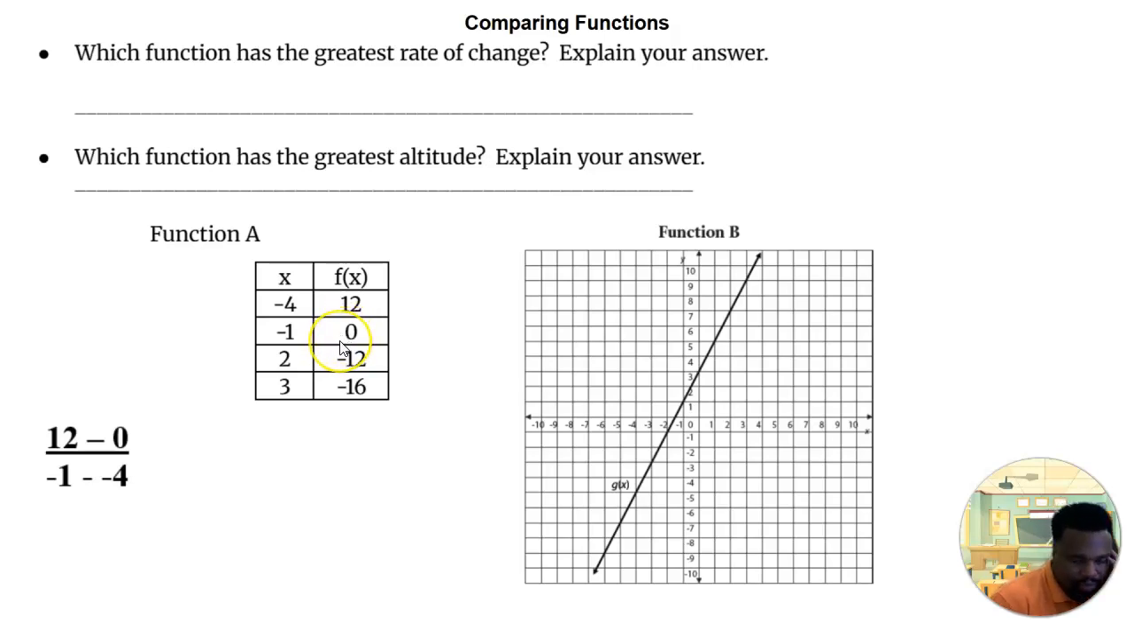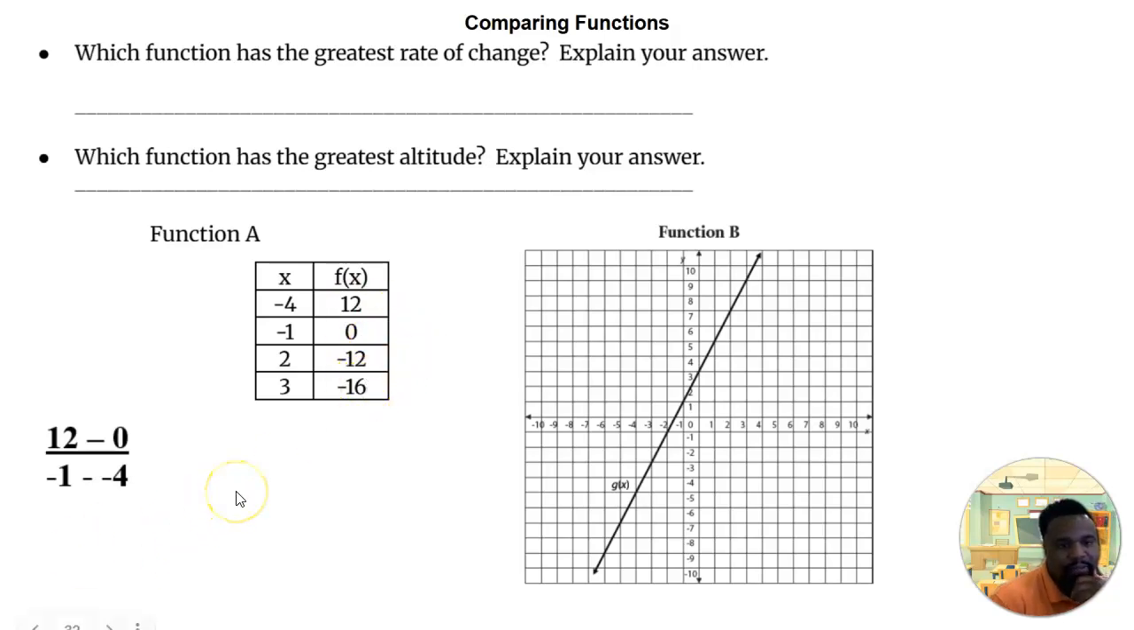Excuse me, I did it the other way around. This is x1, x2, y1, y2. So we did 12 minus 0 over, I did this incorrectly. I was supposed to do 0 minus 12 over -4 minus -1. I did it the wrong way around, and I know that because, yeah.